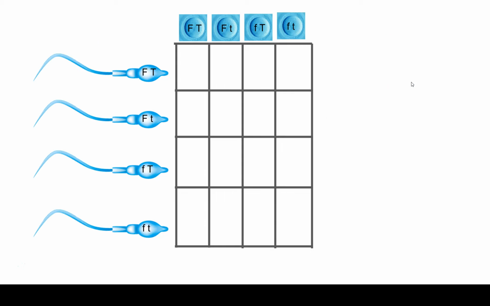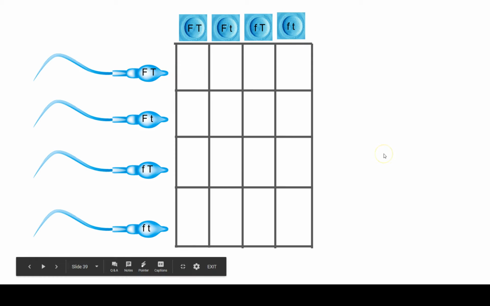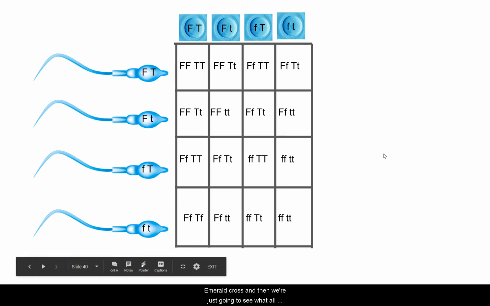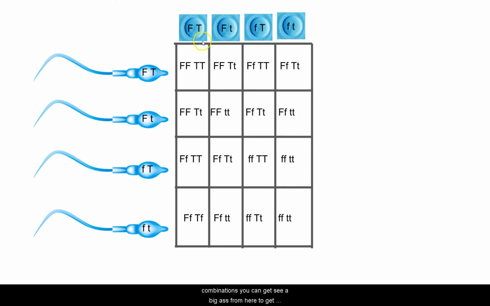So again, we're going to take all of our eggs from those individuals and all of our sperm from those other individuals, and we're going to cross them, and we're just going to see what all combinations you can get. So you get big F from here, big F from here, big T from here, big T from here, or big F from here, big F from here, big T from here, little t from here, and so on until you filled out the chart.